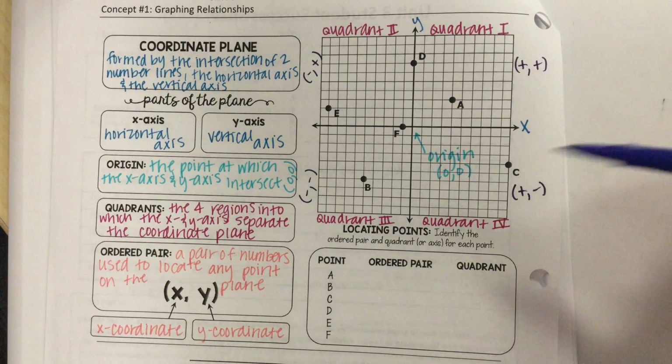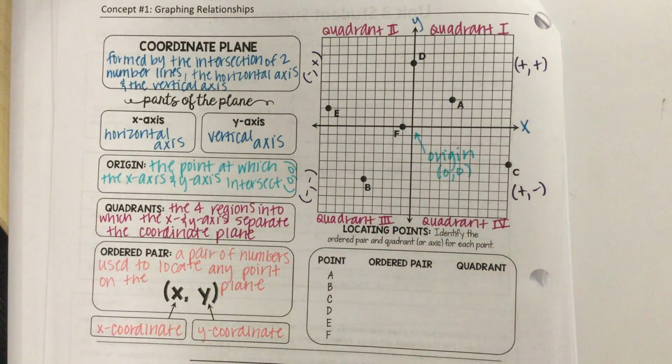Okay, so what we're going to do now is locate and figure out some of these points on the coordinate plane. We have some points here. We need to figure out, well, where exactly are those points? Okay, I'm going to use this color here. Okay, so point A, let's figure out point A.